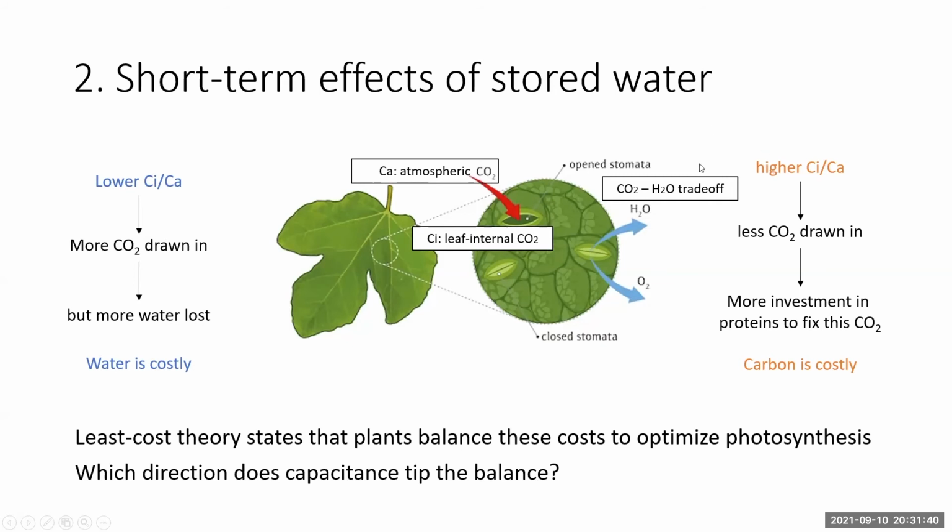And if there's a higher Ci/Ca value, which means these concentrations are very close to each other, it means that carbon dioxide is not being drawn in that much. And so plants, rather than invest in water, invest in proteins to fix whatever carbon dioxide is already in. So they sort of improve the efficiency of the proteins which are responsible for converting these carbon dioxide molecules into carbohydrate. So the plants have to sort of make a decision as to if they should invest more in water or if they should invest more in these proteins.